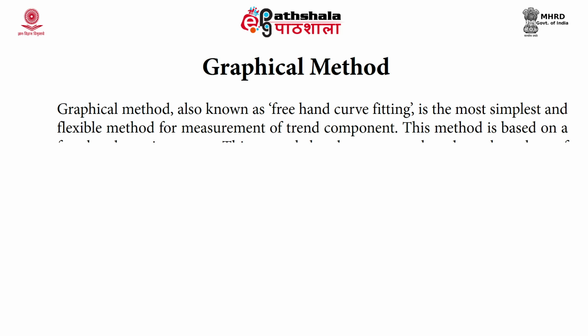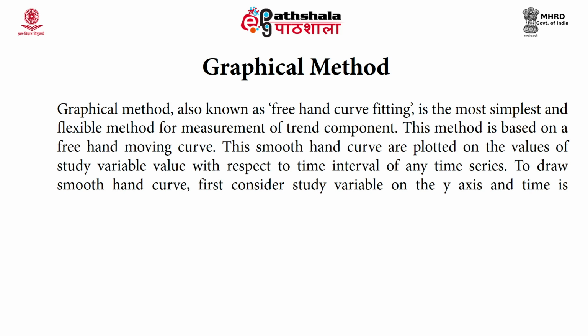Graphical method. The graphical method is also known as freehand curve fitting and is the simplest and most flexible method for measurement of the trend component. This method is based on a freehand, moving curve. This smooth hand curve is plotted on the values of the study variable with respect to the time interval of any time series. To draw the smooth hand curve, first consider the study variable on the y-axis and time on the x-axis.